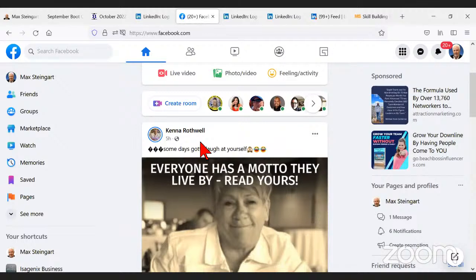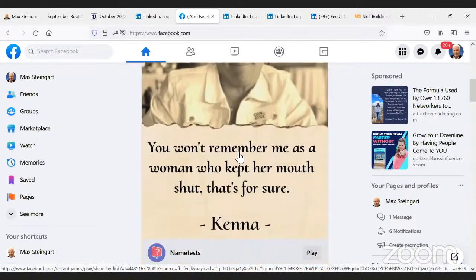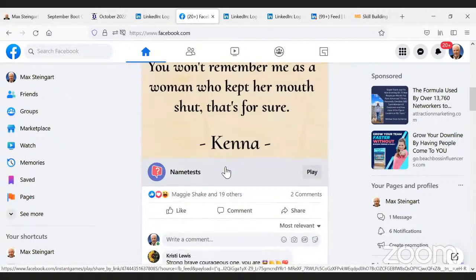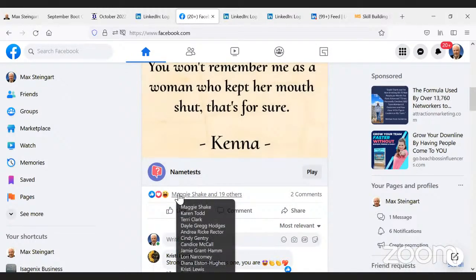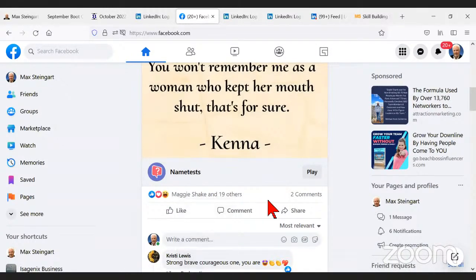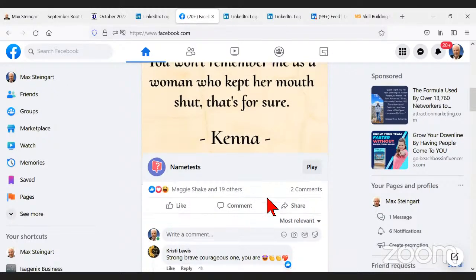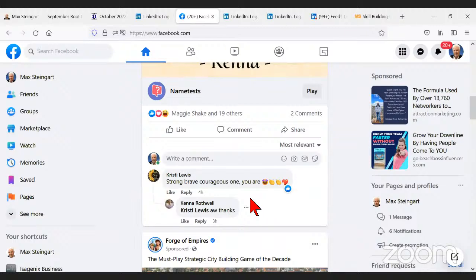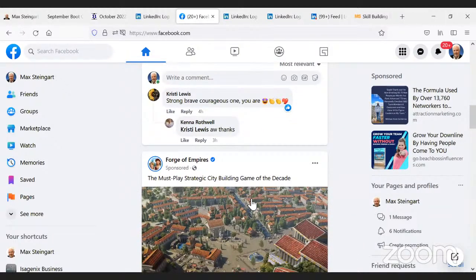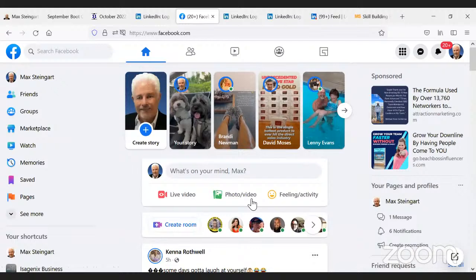Kenna posted something 5 hours ago. You come down here and she's had, looks like 20 people that liked it. Two people have comments. So the more likes and the more comments you get, the greater the visibility your post is going to have. But for maximum visibility, right now it's stories. LinkedIn, Facebook is giving stories highest priority. So I'm making it a point, and they only last for now for 24 hours.